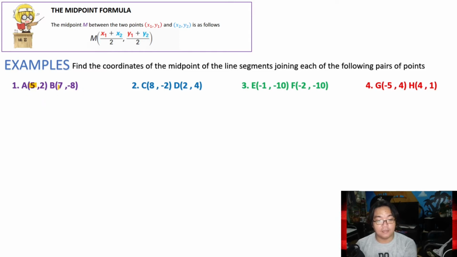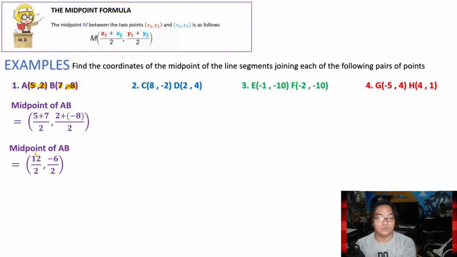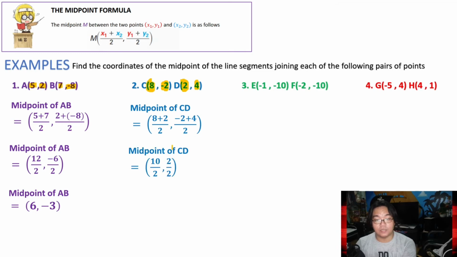So we add 5 and 7, divide by 2, and then -8 plus 2, divided by 2, which gives us 12 over 2 and -6 over 2. Simplifying them, the midpoint of AB is located at 6, -3. Number 2, same procedure. We add 2 and 8, which gives us 10, divided by 2, and then 4 plus -2 gives us 2, divided by 2, so we have 10 over 2 and 2 over 2. When we simplify it, we have 5, 1.